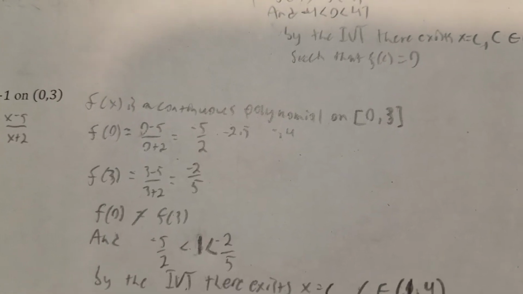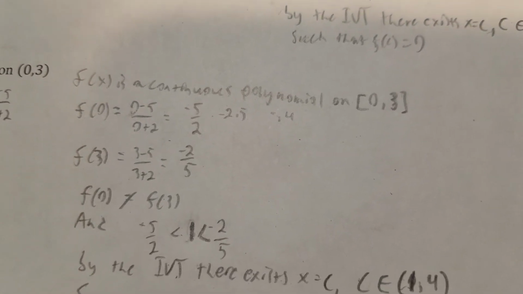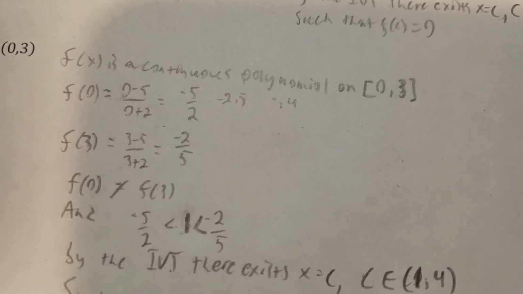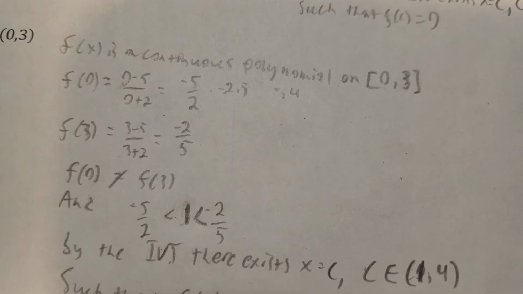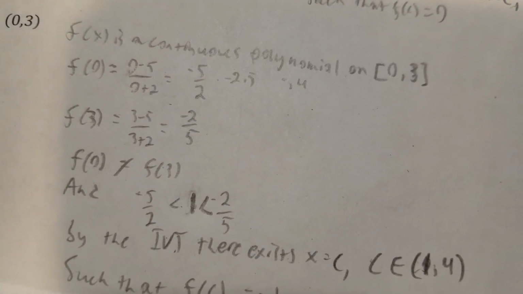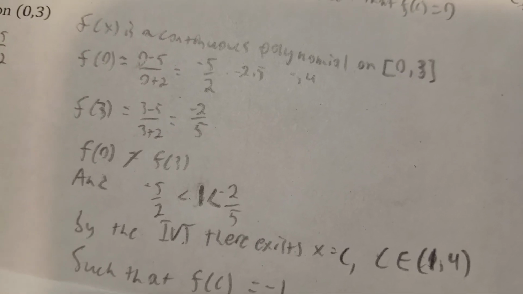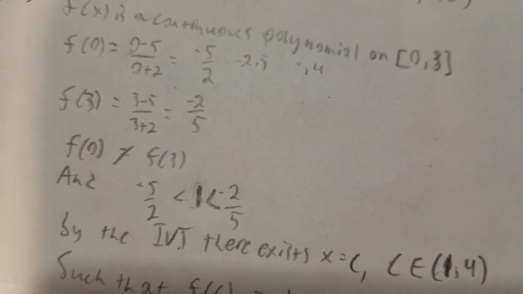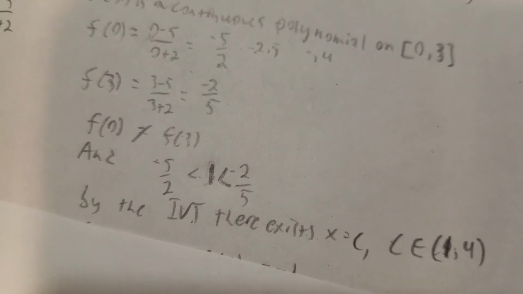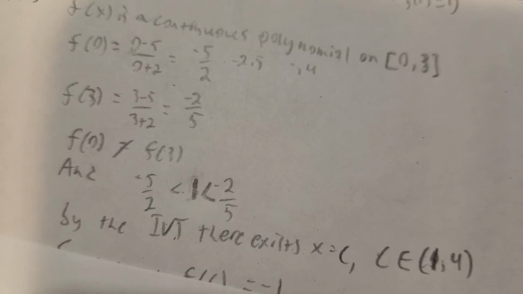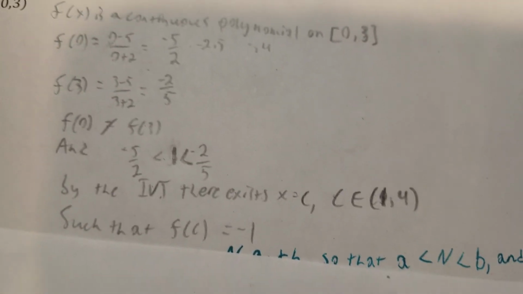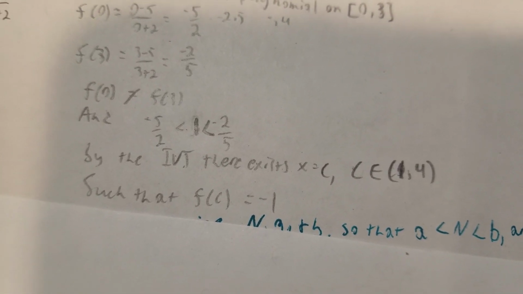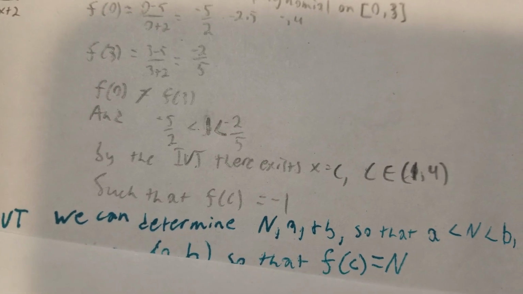We can also conclude that this f of x is a continuous function on the interval 0 to 3, and that f of 0 results in -5 over 2, and that f of 3 results in -2 over 5, and that both of these values are not equal to one another, and that -1 is in between -5 over 2 and -2 over 5. And by the intermediate value theorem, there exists x equals c, and that c exists in the interval 1 to 4, such that f of c is equal to -1.